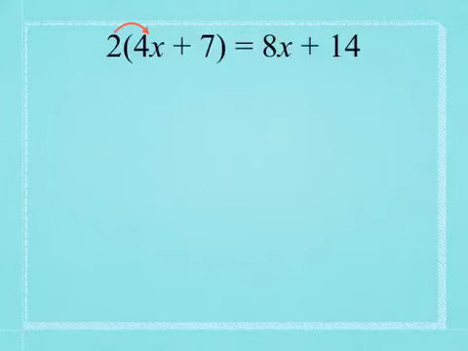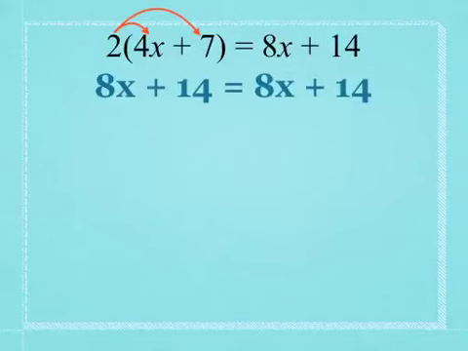So 2 times 4x is 8x. 2 times a positive 7 is a positive 14, and I'm going to bring everything else down. So I'm still going to bring down equals 8x plus 14. If you look at this right now, I have 8x plus 14 equal to 8x plus 14. So I have the same thing equal to itself. Hopefully you're starting to think, well, the same thing set equal to itself is the identity, which means I have infinite solutions, and you would be correct.